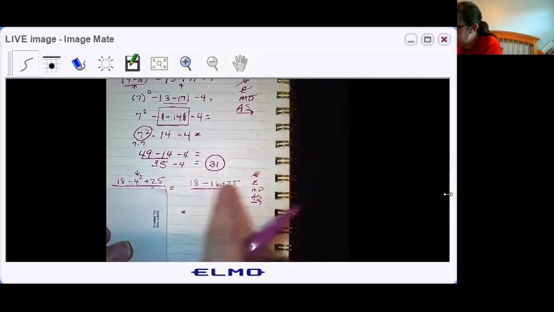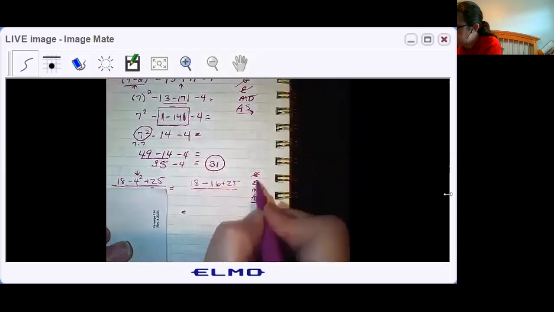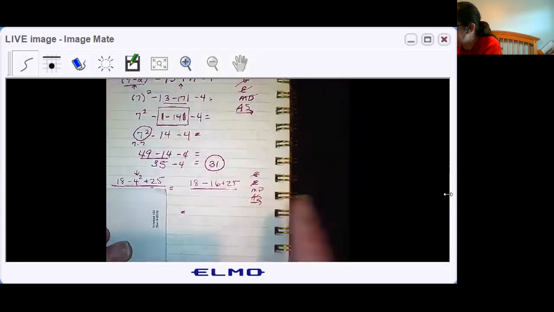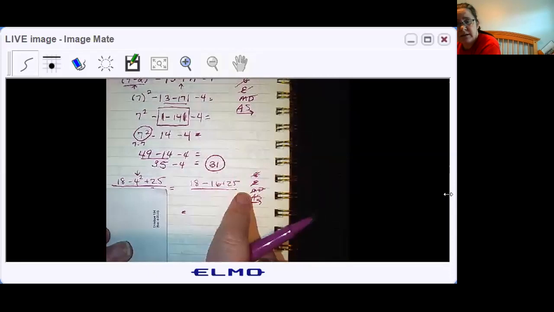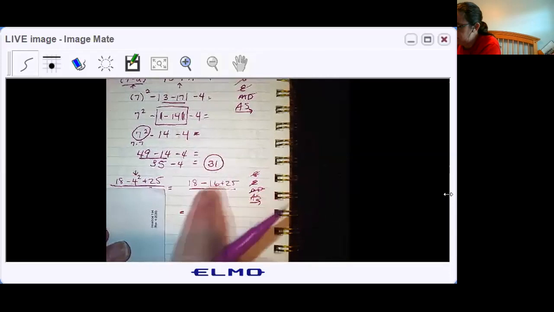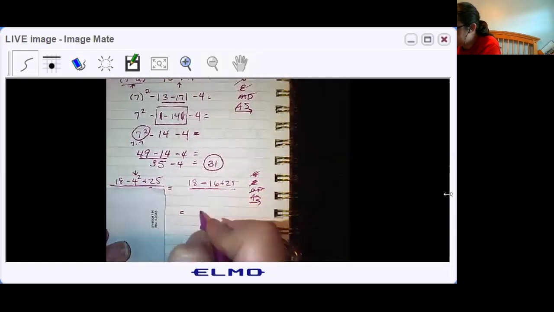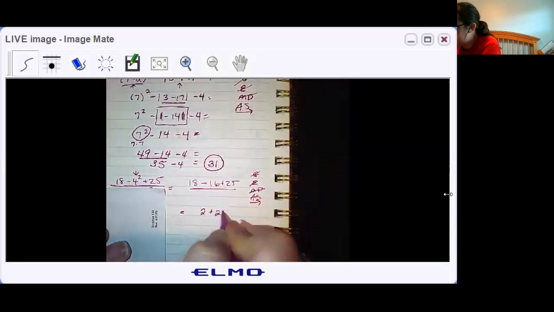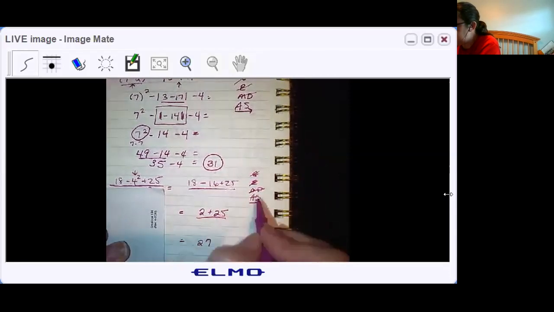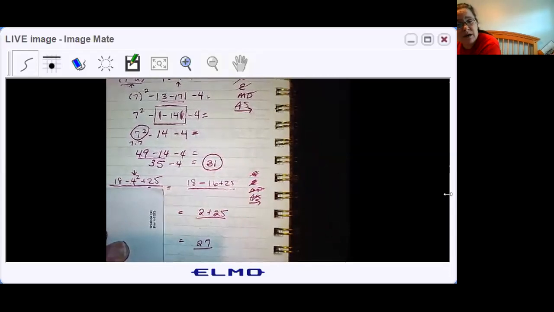Now let's look. Have I cleared out all my exponents? I sure have. Do I have any multiplying or dividing left here? Don't have that. But I do have some adding and subtracting. Now, what is 18 minus 16? Well, 18 minus 16 is 2. And then I have the plus 25 on the end. Well, what's 2 plus 25? 2 plus 25 is 27. So have I finished off my top now? I sure have. But I still have to deal with my bottom.